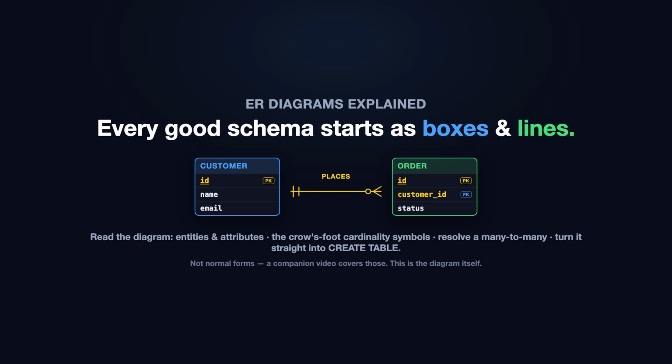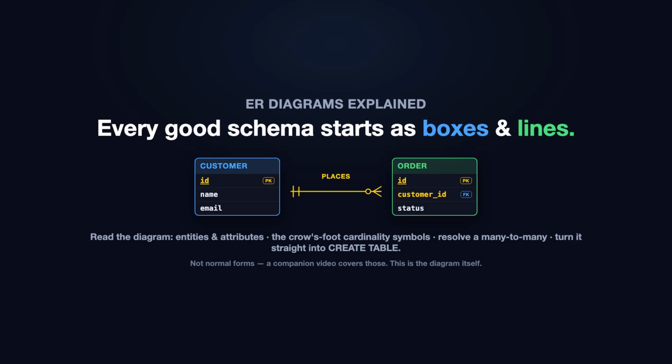The rectangles are your entities, the things you store. The attributes listed inside them are your columns, with the primary key marked. The lines between the boxes are your relationships, the verbs. A customer places an order contains products. Then the part almost everyone gets wrong, cardinality, drawn with crow's foot notation, those little bars, circles, and three-pronged crow's feet on the ends of each line that tell you one, many, or optional. We'll take a tricky many-to-many relationship and resolve it the right way.